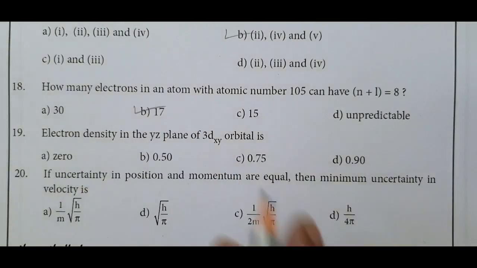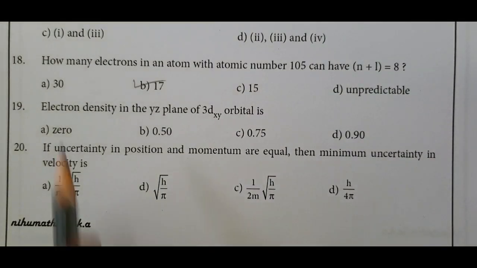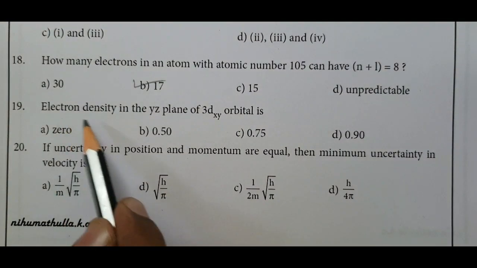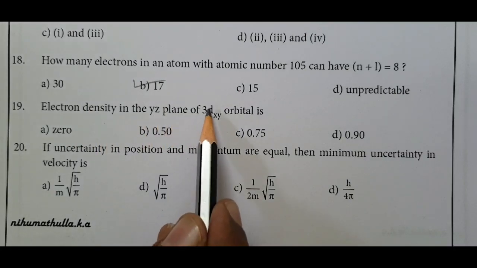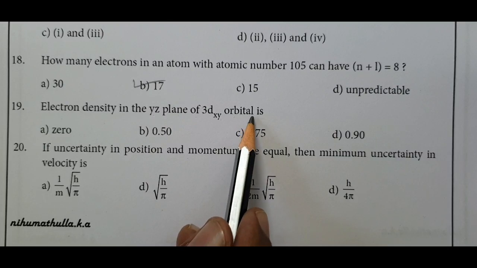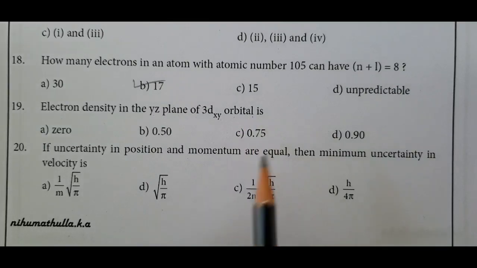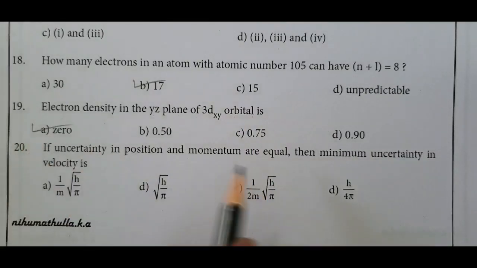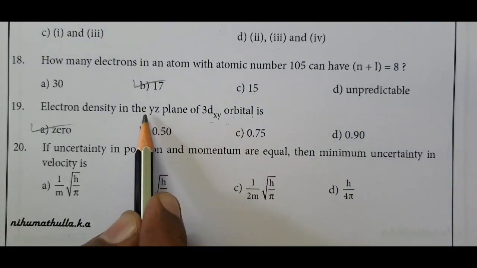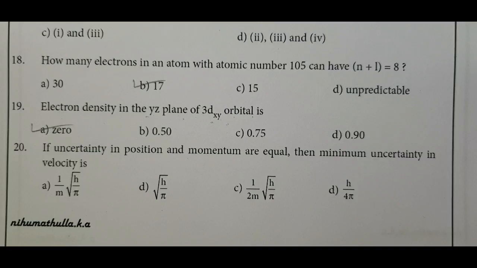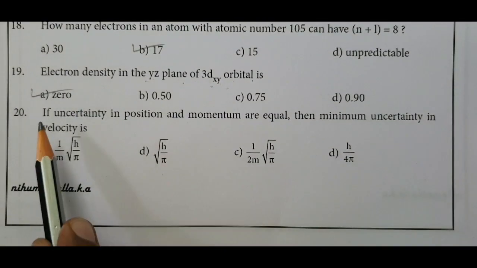18, B is the correct answer. Come to question number 19. Electron density in the YZ plane of 3dxy orbital X is 0. That is 0. For the xy orbital, the YZ plane is a nodal plane.